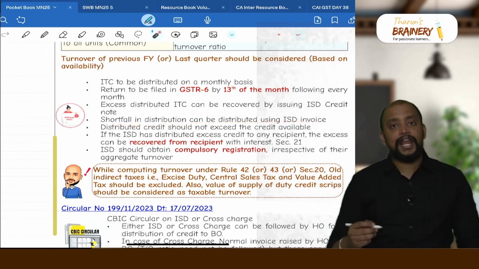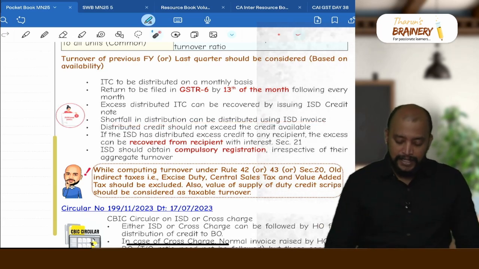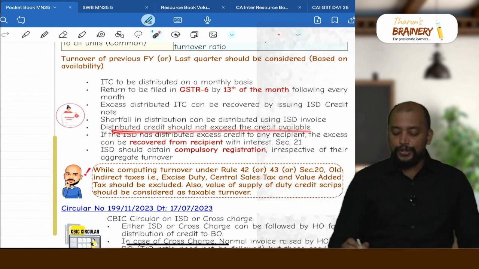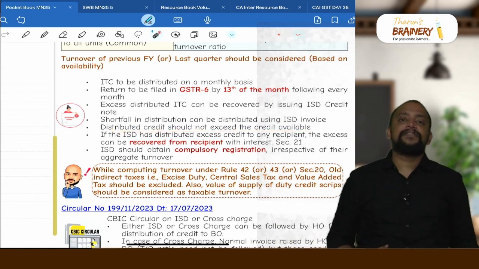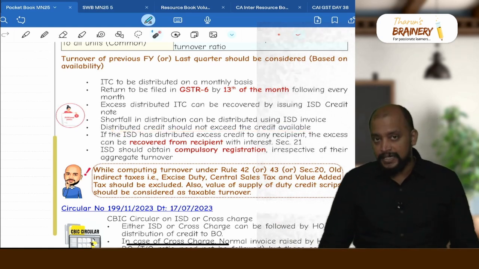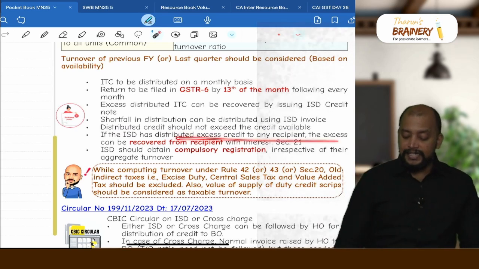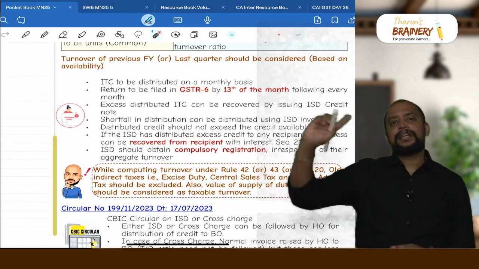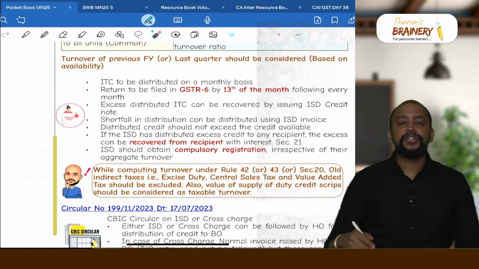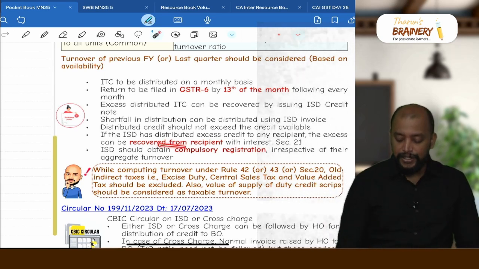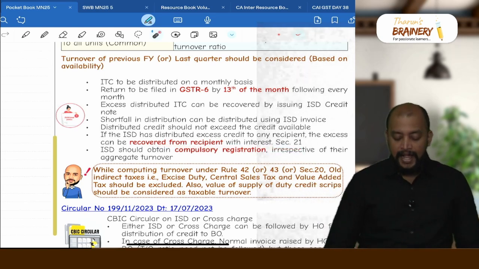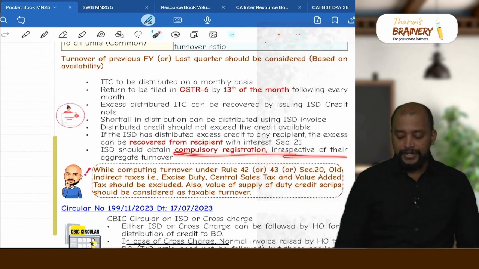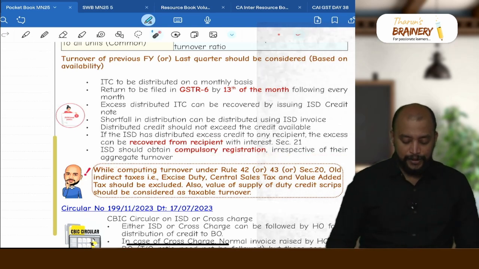Shortfall in distribution can be distributed using an ISD invoice. Distributed credit should not exceed the credit available for distribution. Suppose the ISD has distributed excess credit to the recipient, the department can recover such excess by initiating recovery procedures as per section 21 along with interest. ISD should obtain a compulsory registration irrespective of their aggregate turnover.